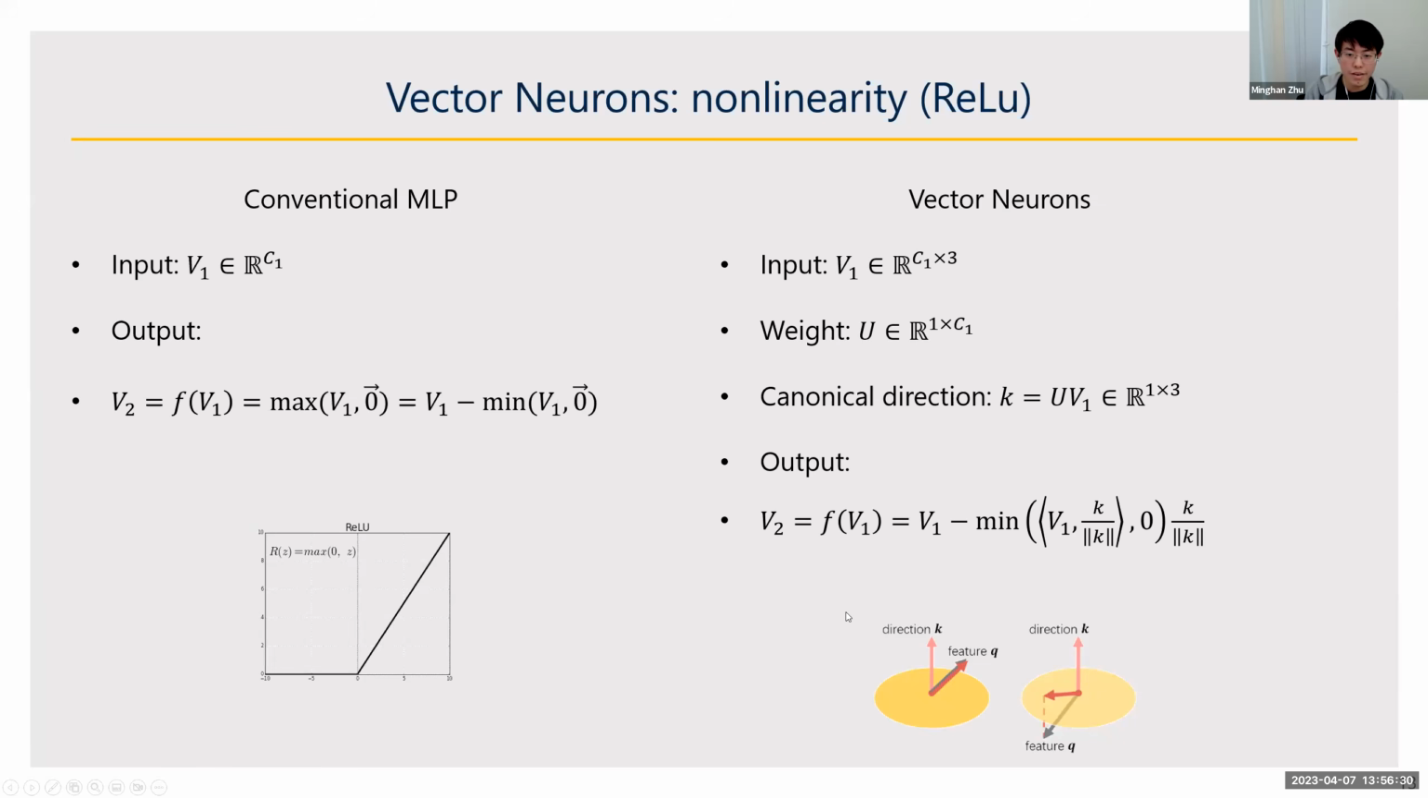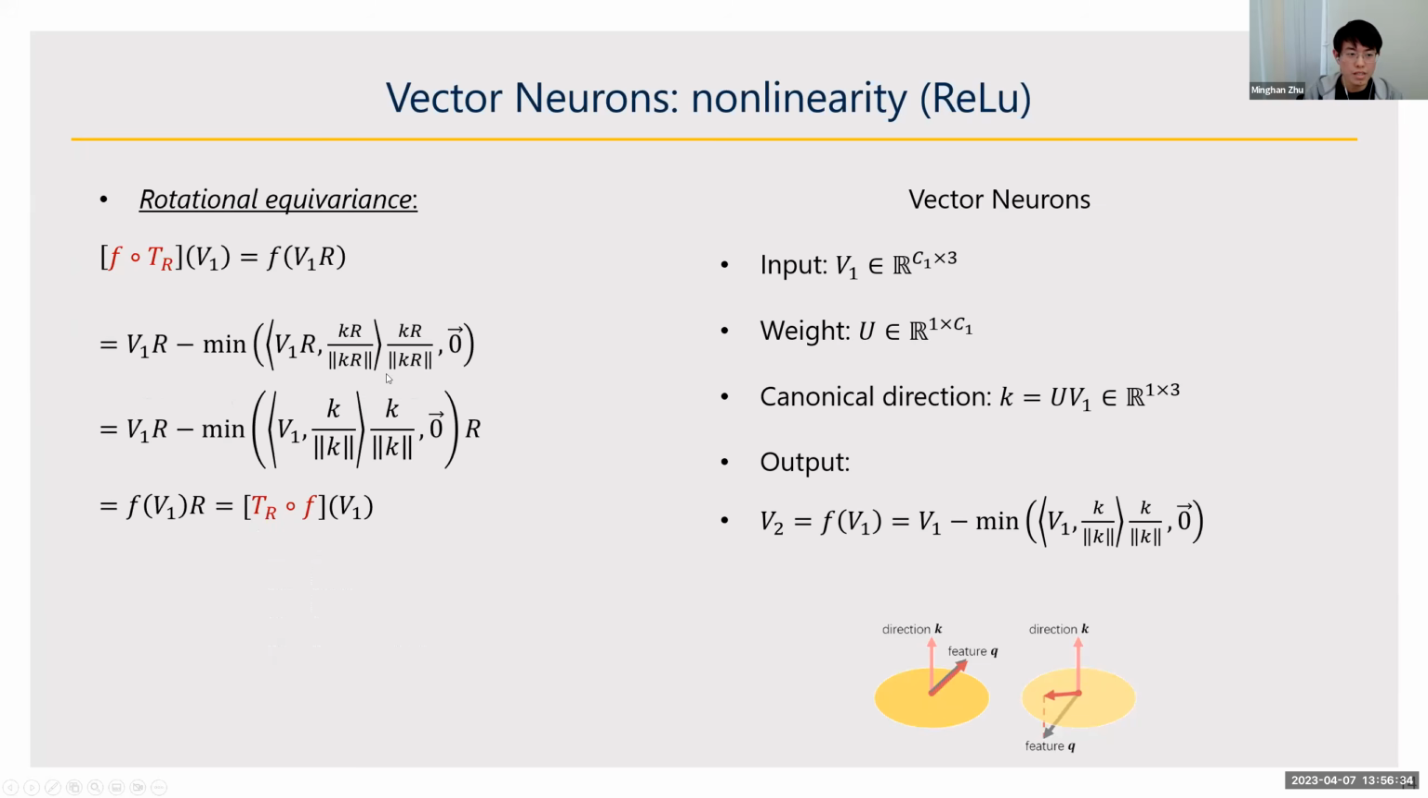And it's also very easy to see that this operation is rotation equivariant, because if you apply a rotation on the input, the rotation can be moved out of the equation to the right, and therefore it is equivalent to applying the rotation on the output of these nonlinear layers. So this is how these nonlinear layers are also made rotation equivariant.